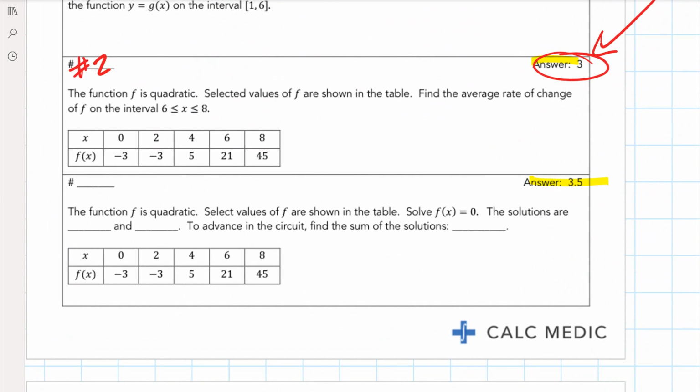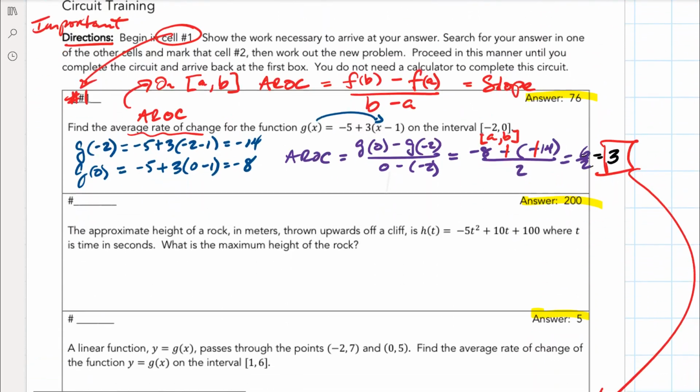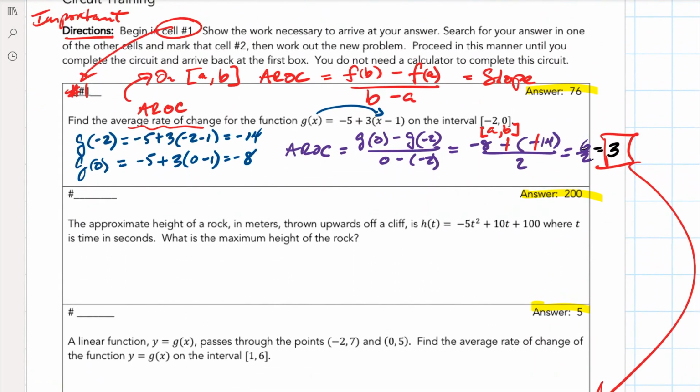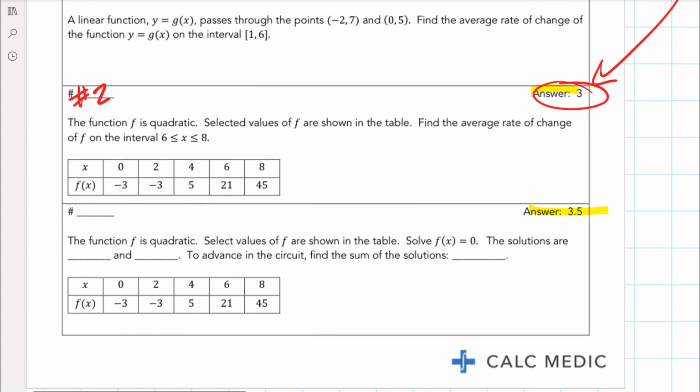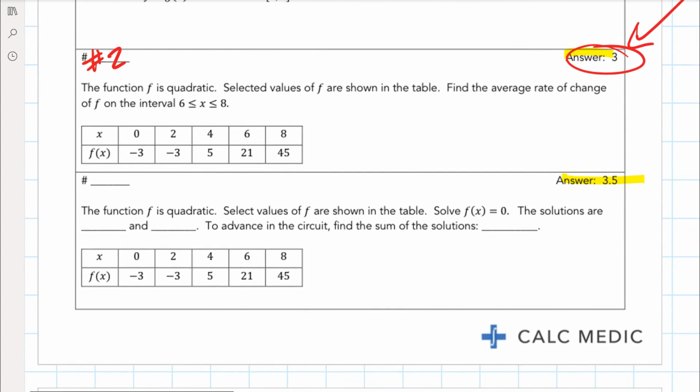Okay, so now we're solving this one here. So we're not going in order, we're going according to the directions. This is a circuit, and so if we do this right, we should end up back at number 1. So our last problem that we do should have an answer of 76, so we end up back at 1. Okay, so quadratic function is a quadratic, second degree. So that's the first thing we need to know, second degree.